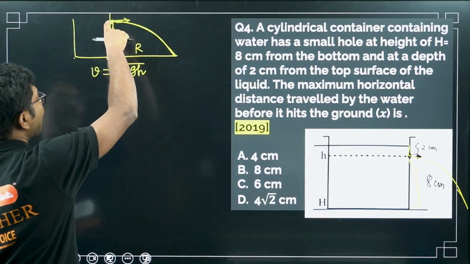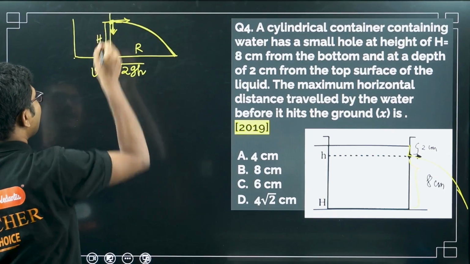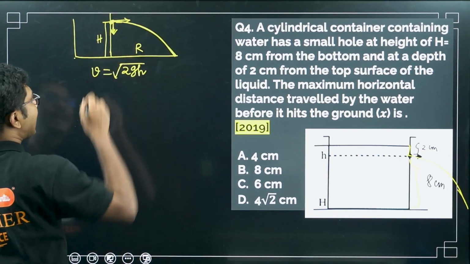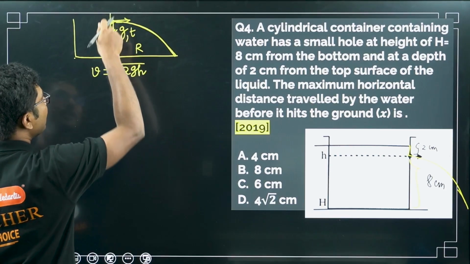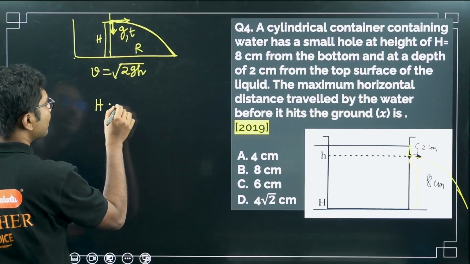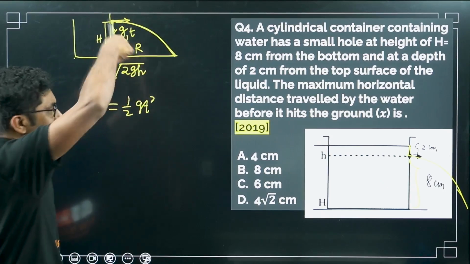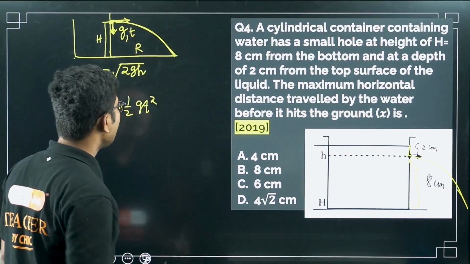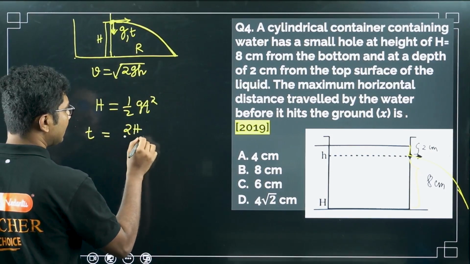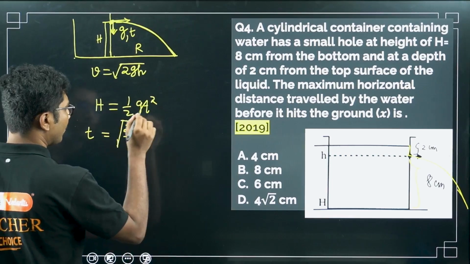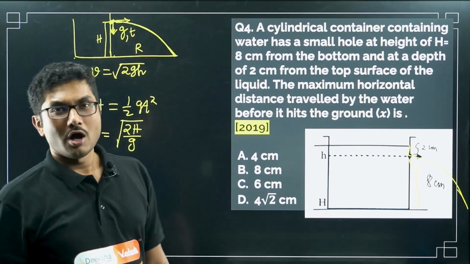So how much time will it take? This height is capital H, right? And the acceleration is g. If the time taken is t to reach from here to here, then we know that s equals ut plus half at square. Here u is 0 in this direction, since initially there is no velocity in the downward direction. So from here we can calculate the time t. T is square root of 2H by g. This is the time for this drop to reach from here to here.